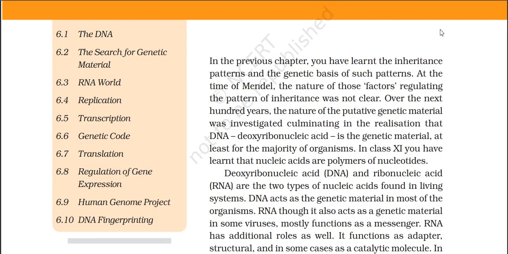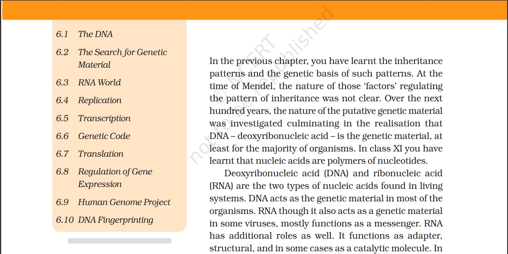In the previous chapter, you have learnt the inheritance patterns and the genetic basis of such patterns. At the time of Mendel, the nature of those factors regulating the pattern of inheritance was not clear. Over the next 100 years, the nature of the putative genetic material was investigated, culminating in the realization that DNA, deoxyribonucleic acid, is the genetic material, at least for the majority of organisms.